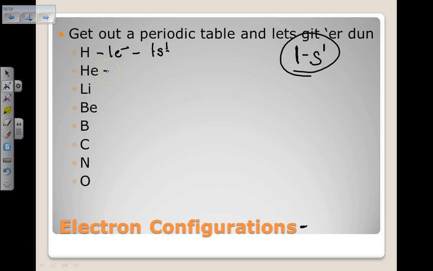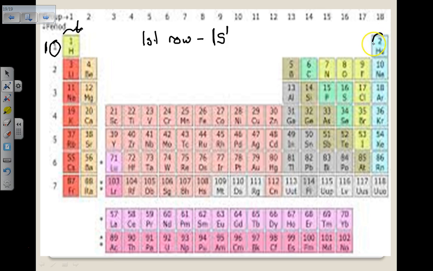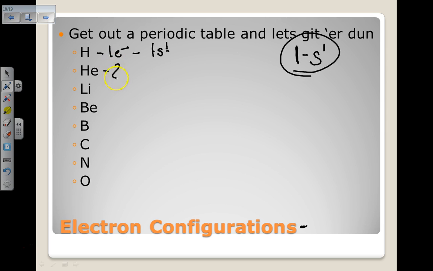Okay, so now for helium, how many electrons does helium have? Okay, neutral helium. We're not talking about ions. We're not talking about crazy numbers. If we look at the periodic table, it has 2 protons. So because it's neutral, it'll have 2 electrons.